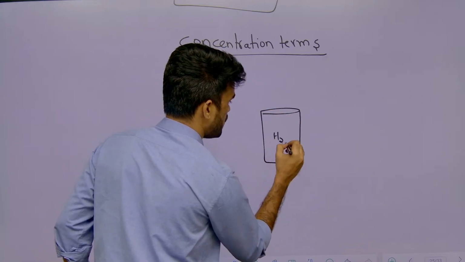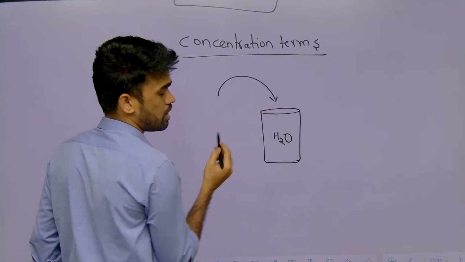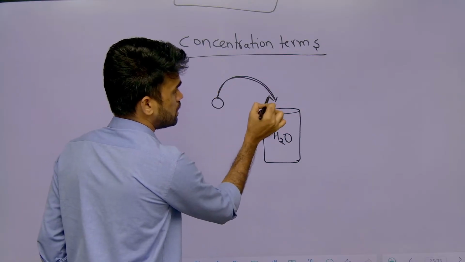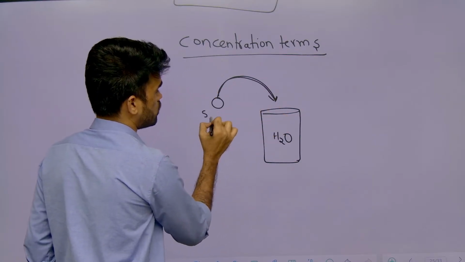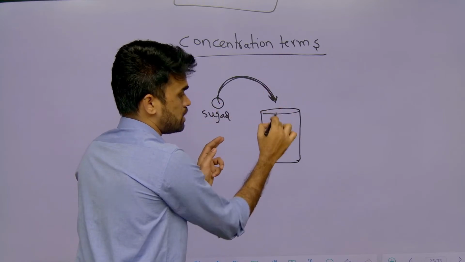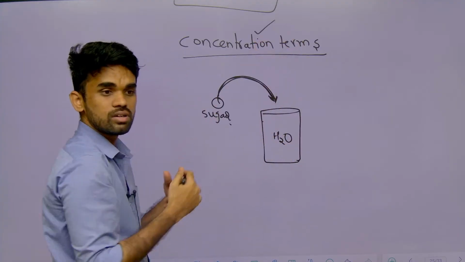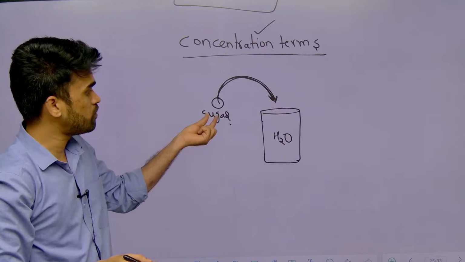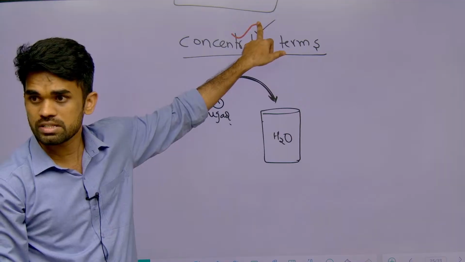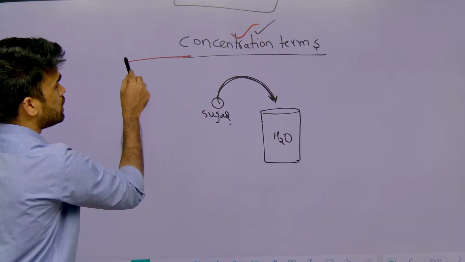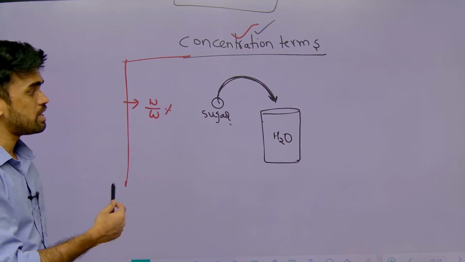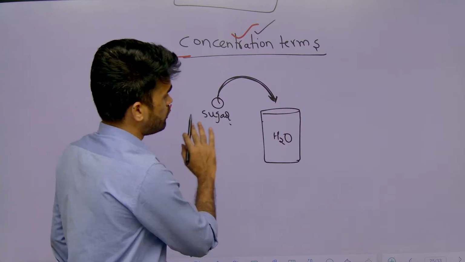consider I have a beaker of water. To this I am adding salt or sugar. The quantity of this sugar added to water is expressed in terms of concentration terms. We have different concentration terms like weight by weight percentage, weight by volume percentage, molarity, normality, all these are there. Okay, so we'll discuss one by one.